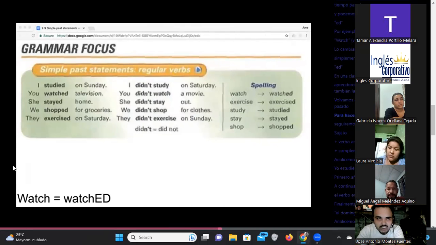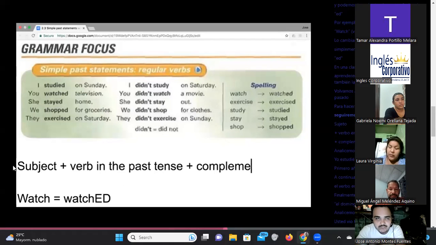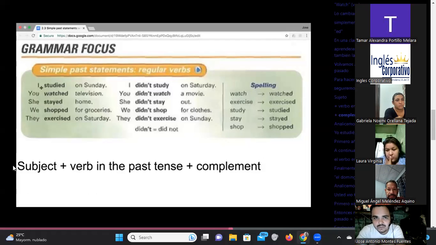In order to make positive statements in the past tense, we will follow this formula. Subject plus verb in the past tense plus complement. Let's analyze a couple of examples now. I studied on Sunday.